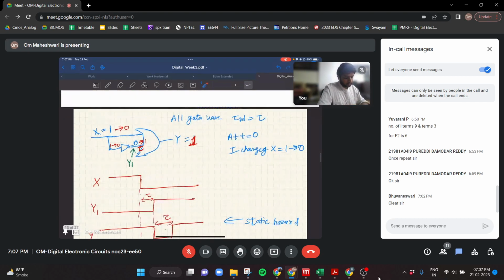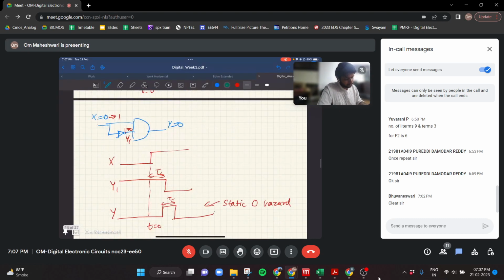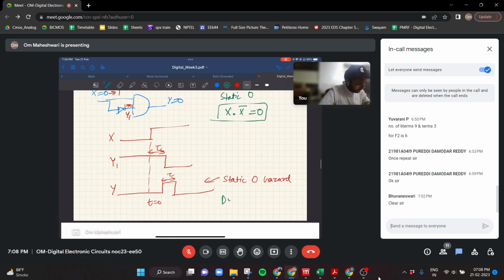Okay. So now the condition for when we get static hazard is, you see, this is an OR gate, right? So the condition is x plus x bar equals 1. This is the static 1 hazard. The static 0 condition is x dot x bar equals 0. This is the condition for static 0 hazard. And for dynamic hazard, we get the combination of these, x bar plus x, for dynamic.